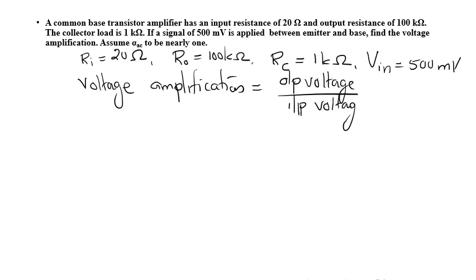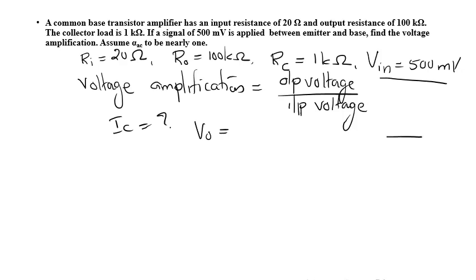Okay, so we have to find the output voltage. The input voltage is 500 millivolt. To find the output voltage, we need to get the IC value. What is IC? The output voltage here is from a common base configuration.